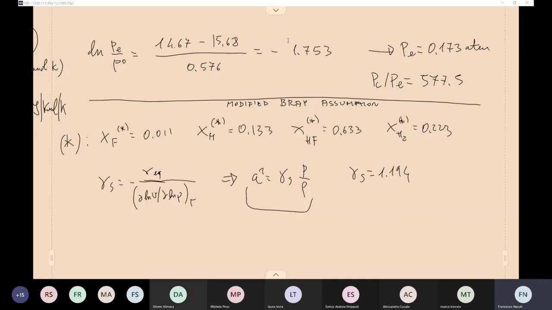And the reason is that we can exploit, we can take advantage from the fact that mass specific entropy is constant. So the first thing we'd like to evaluate is the, so of course we have to consider a constant entropy to get the right value of exit pressure. And to do that, we can say that it will be Sp equal to S star equal to Se.